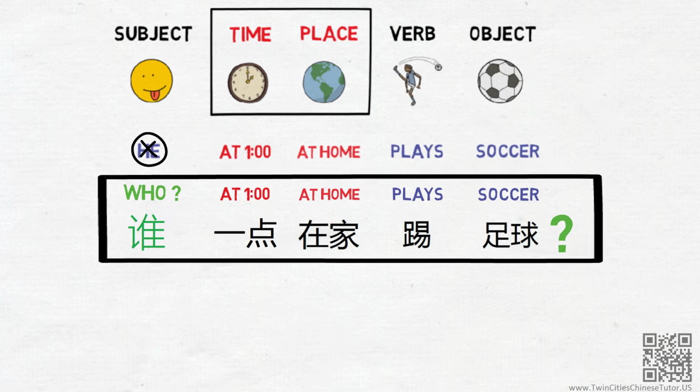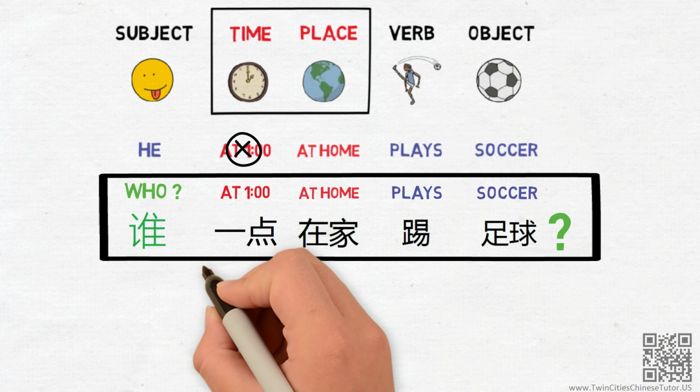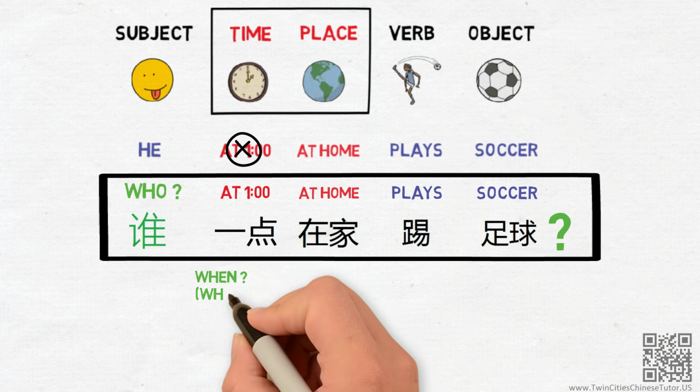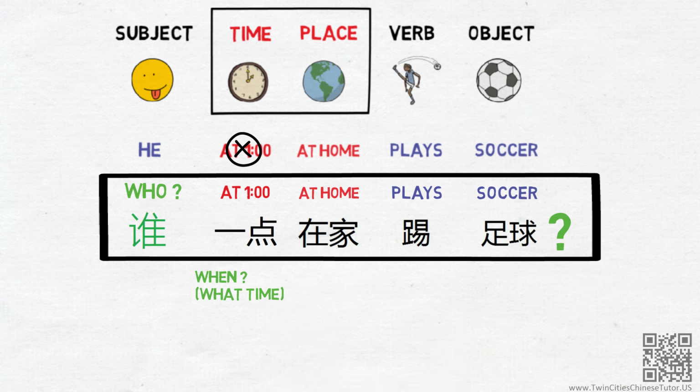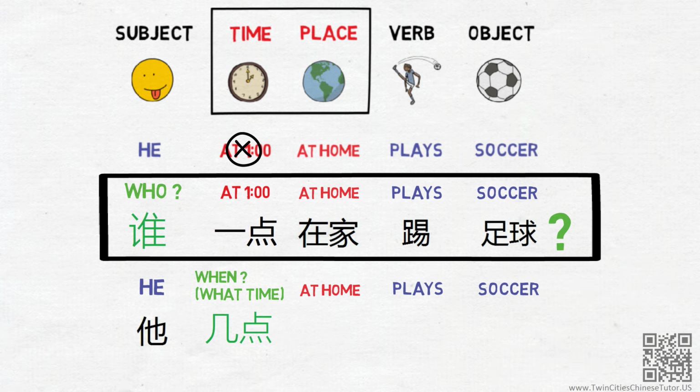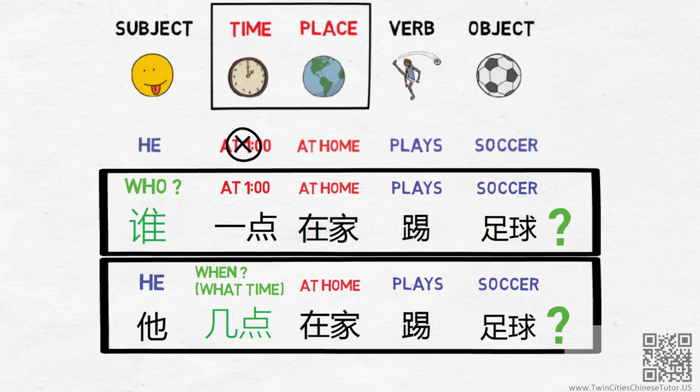What if we want to ask a question about time? Of course, we would ask the question word when. However, in Chinese, we would put the word when in the place where we would put the element time in a statement. So our sentence in Chinese would be 他几点在家踢足球?